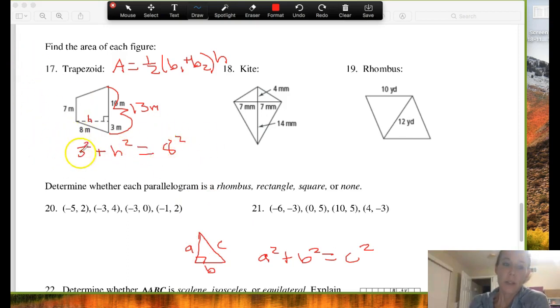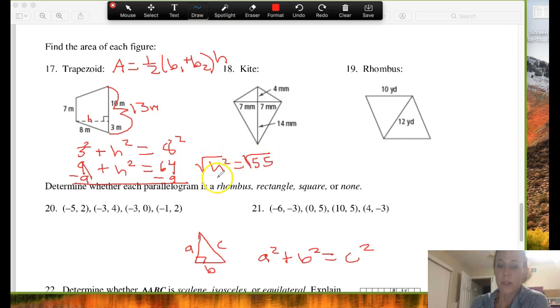So to solve this, 3 squared is 9 plus h squared equals 8 squared is 64. So to solve for h, we have to subtract 9 from both sides. And we're running out of space here, so I'm going to move over here. H squared equals 64 minus 9, 55. And then to solve for h, you have to square root both sides.